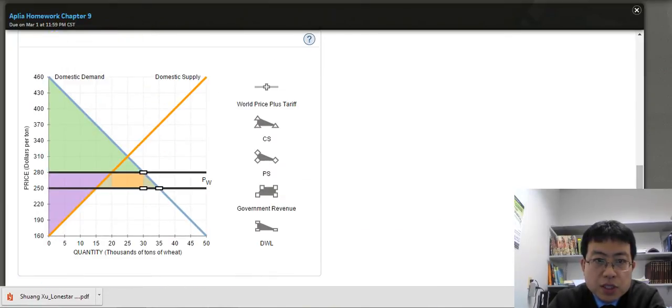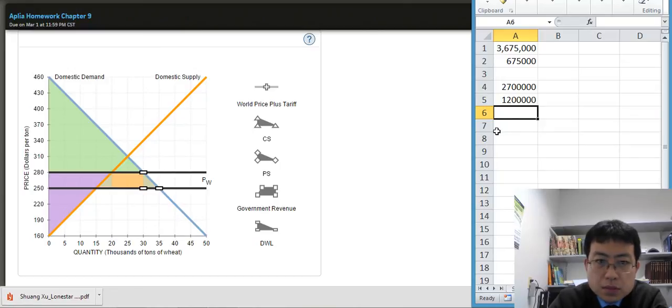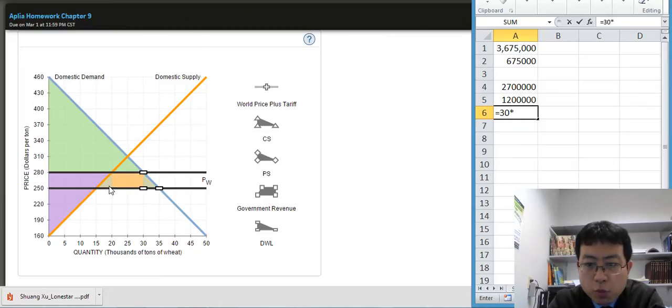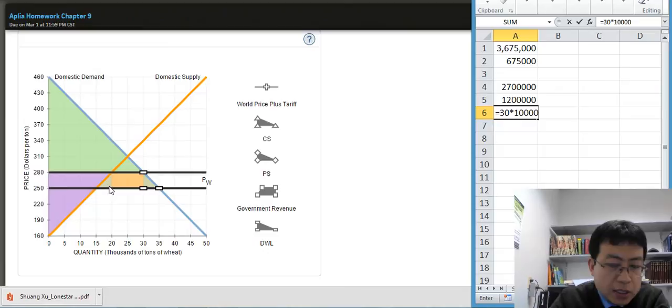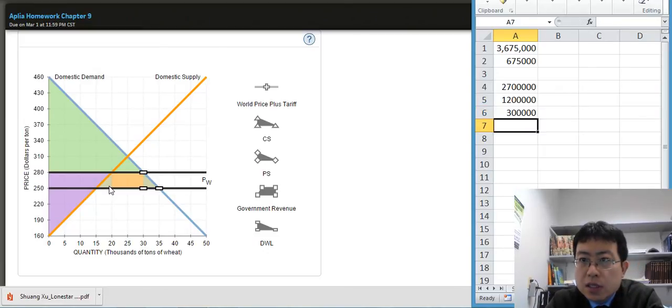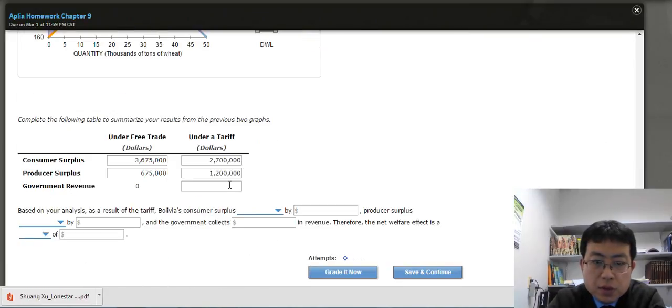The last part is the government revenue, this orange rectangle over here. So it's 30 times the horizontal distance of about 10,000. We're going to import 10,000 units, and every ton will have a $30 tariff. So that's 300,000 government revenue.